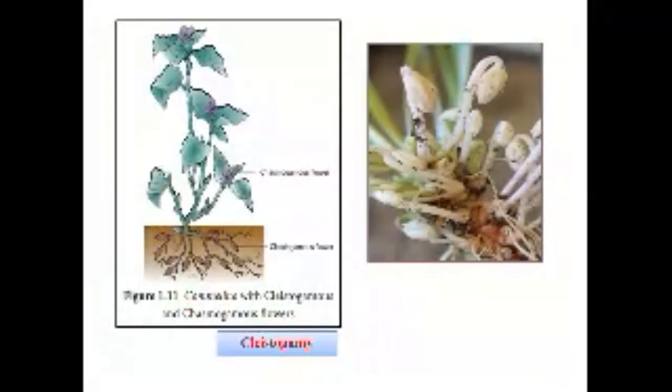See in this picture, chasmogamous flower and cleistogamous flower are shown. Cleistogamous flowers are underground and chasmogamous flowers are aerial. They expose their reproductive organs. In the second diagram, we observe these underground flowers remain closed.